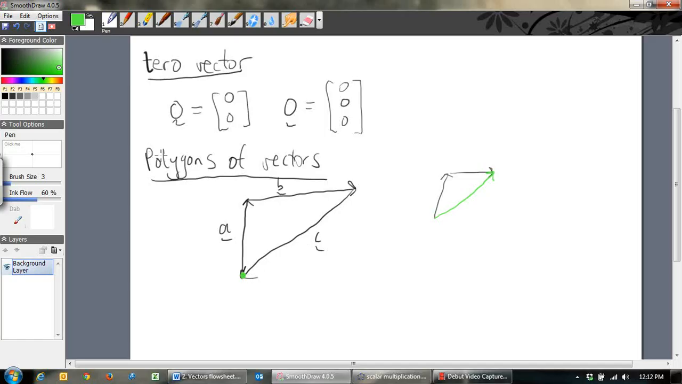And so what we say is that A plus B plus C, when you add those three vectors together, you get the zero vector. So that's equal to the zero vector. And that's quite important to understand. And that's just a polygon of vectors. You could have any number of sides, but if it ends up where it starts, you'll get a zero vector there.